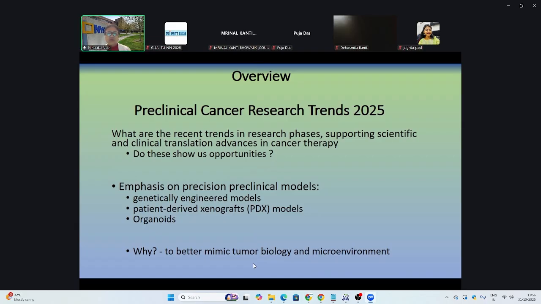So essentially, the question is, what are the recent trends in the research phases that are taking place? And do these show us any opportunities? Opportunities means like where are the gaps that are not yet covered? Is there a new technology that has not been used? That's kind of like the opportunity. But the opportunity for what? The opportunity for detection of cancer, the opportunity to use it for cancer.